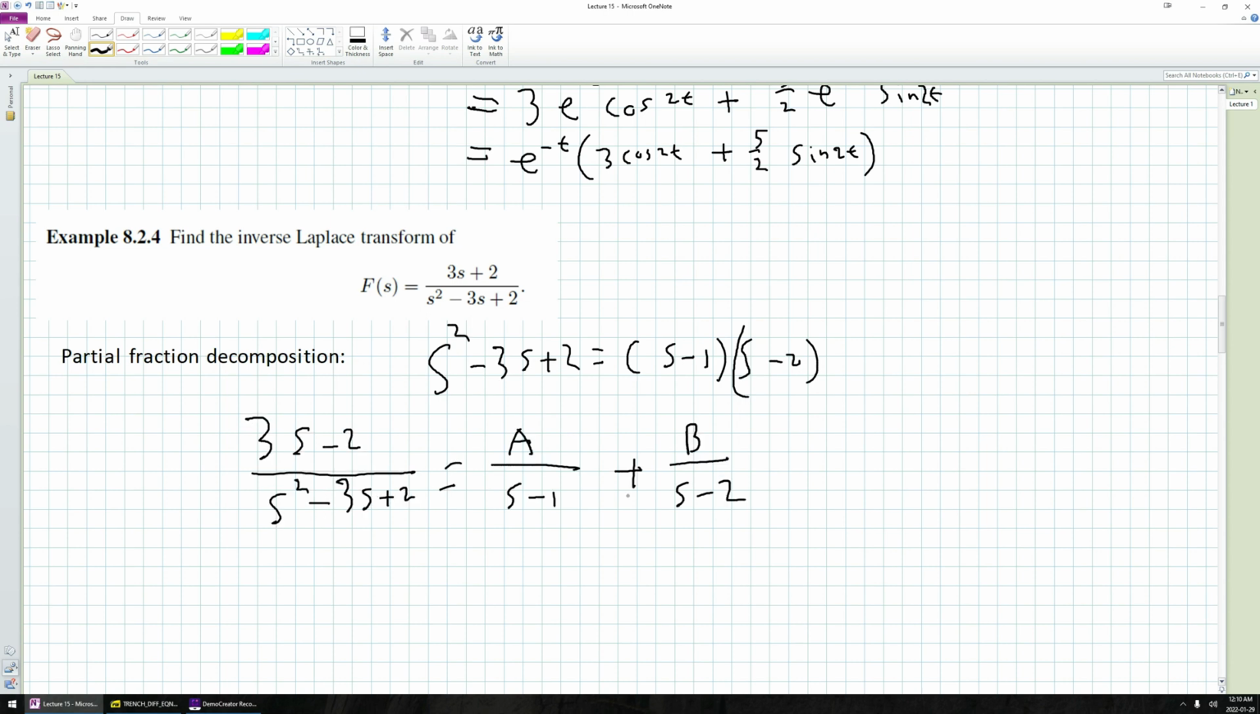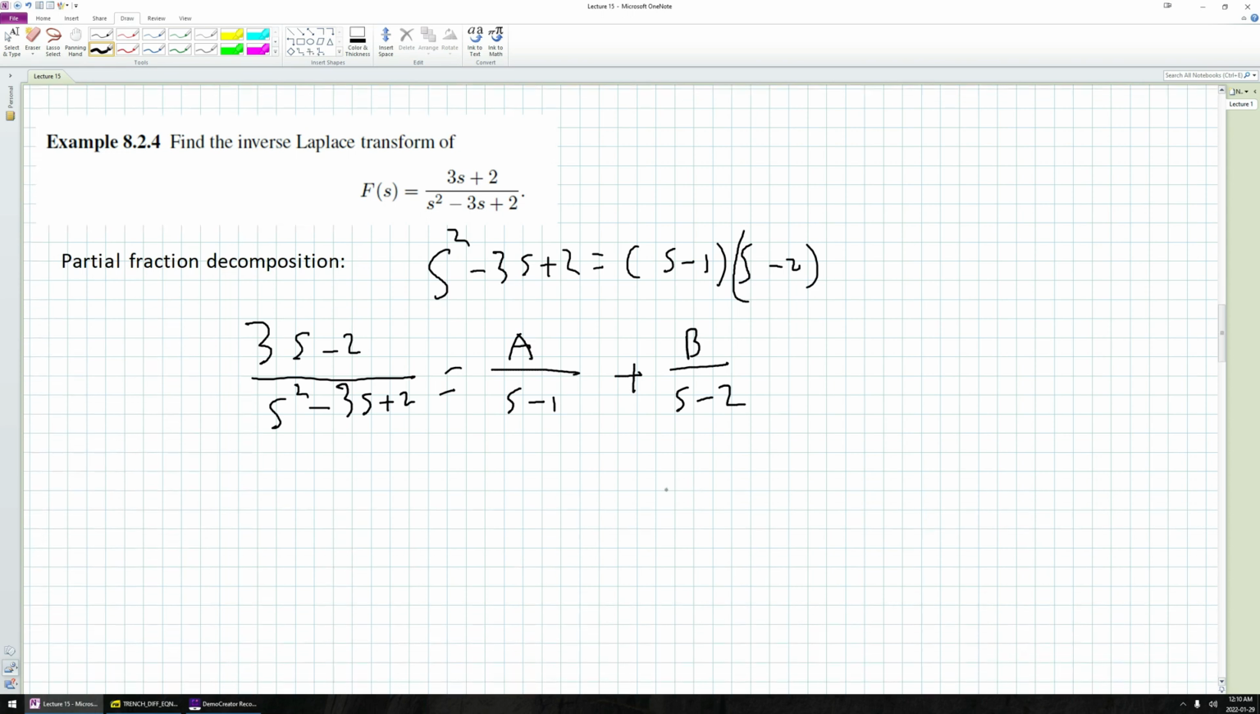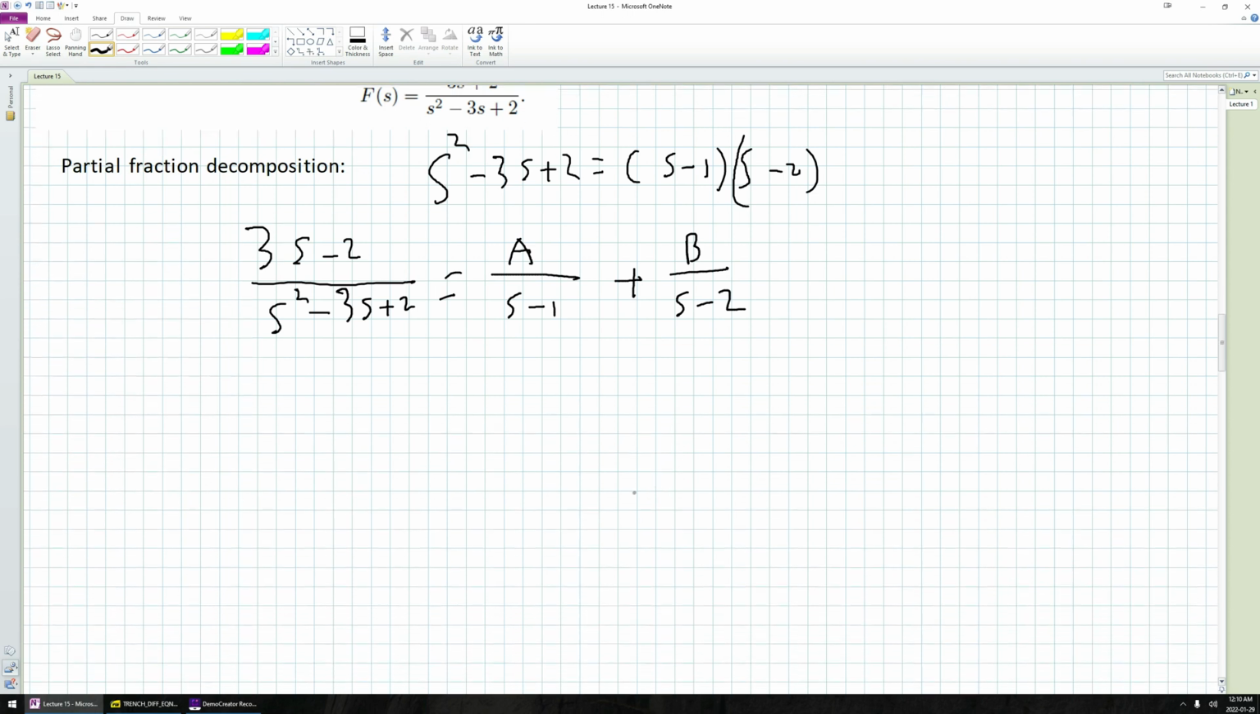Okay, so now my goal is to solve for A and B. So now I really have kind of 2 main methods and 1 little sub-method. So let's just go through all of these.